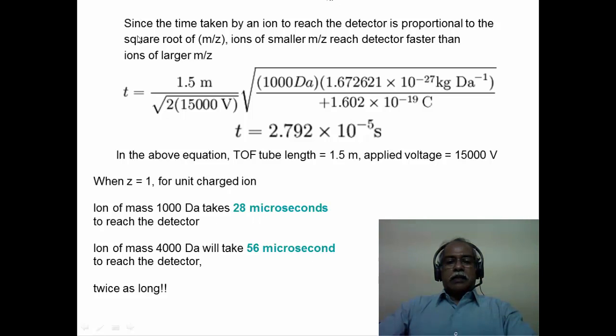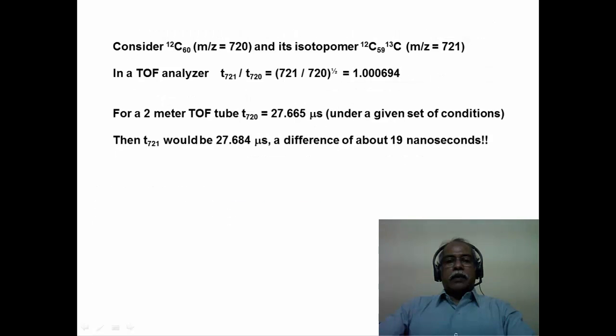So this essentially establishes the basic principle which is stated here. That is, ions with a smaller m by z value reach the detector faster. This is 28 microseconds for 1000 Dalton, compared to a larger ion, let us say 4000 Dalton, which takes twice as long to reach the detector of the same tube of 1.5 meters.